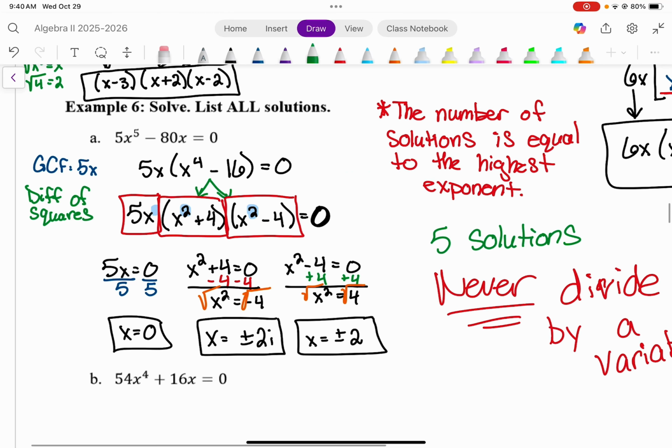So we need to check. Did we get 5 solutions? X equals 0 is 1. X equals positive 2i and negative 2i gives us our second and our third solution. And then x equals positive 2 would be our fourth. X equals negative 2 would be our fifth. So we have all 5 answers. That shows us we are done with this problem.